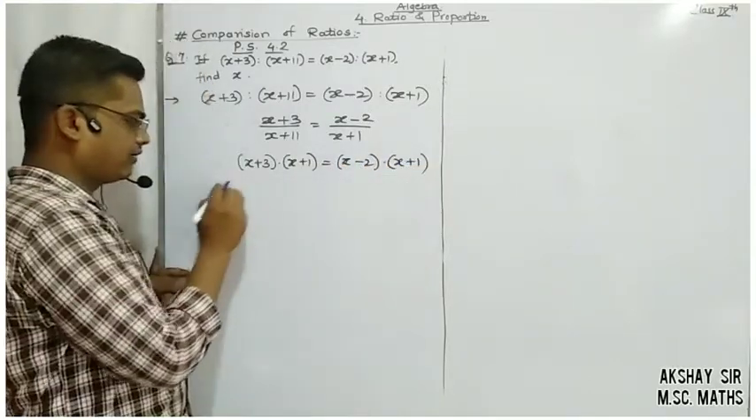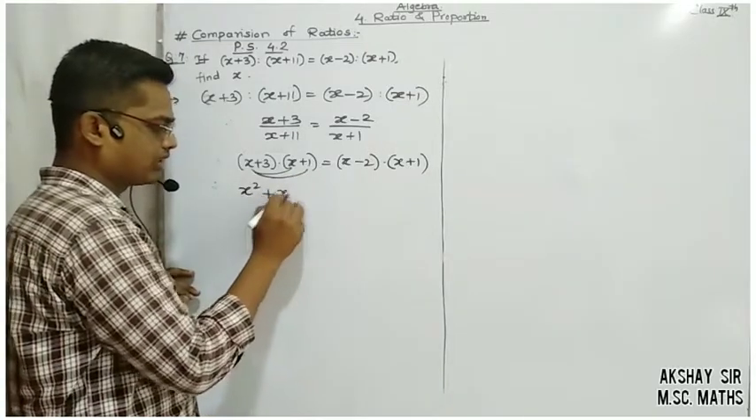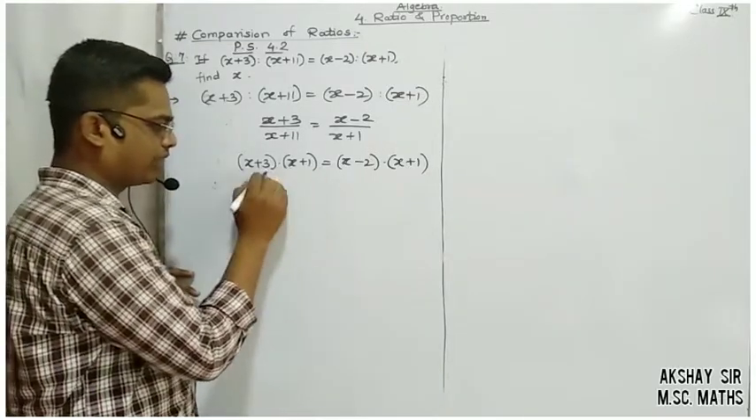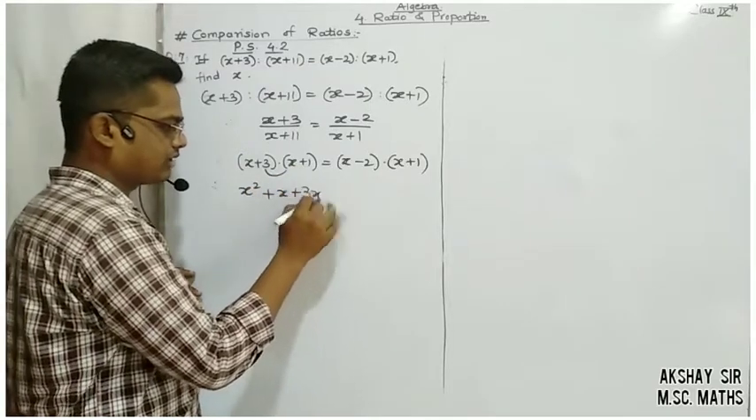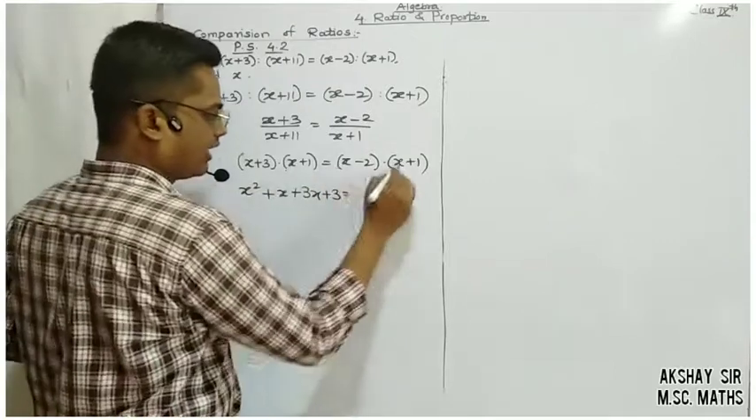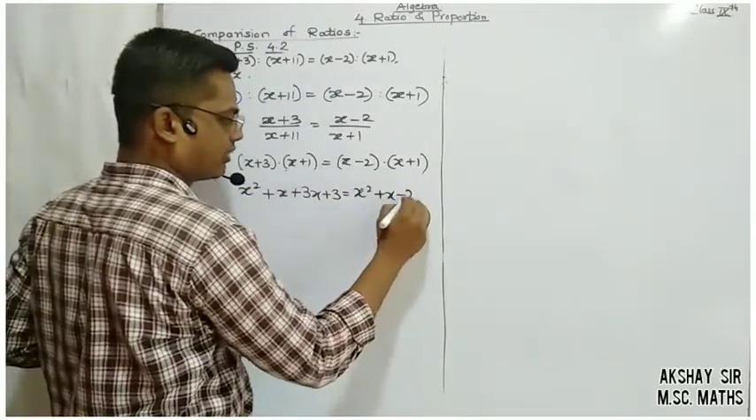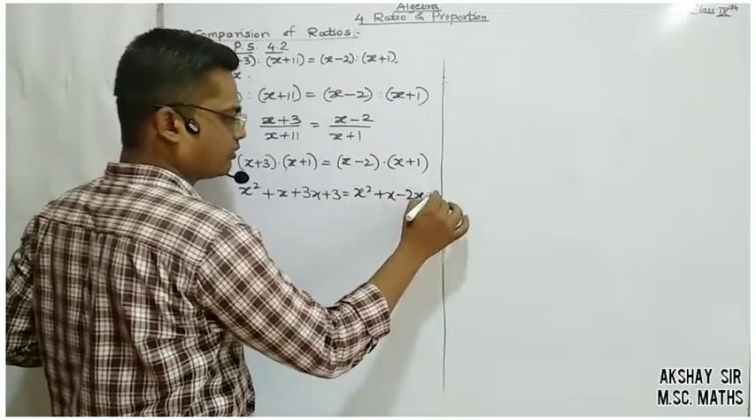So let us open the bracket. You will get here x into x, x square, then x into 1 plus x. Next, multiplying 3 with this whole bracket, 3 into x is 3x, and 3 into 1 will be plus 3. Similarly here it will be x into x, x square, x into 1 plus x, minus 2 into x is minus 2x, minus 2 into 1 is minus 2.